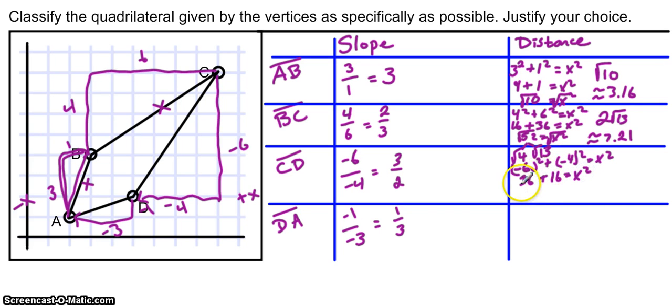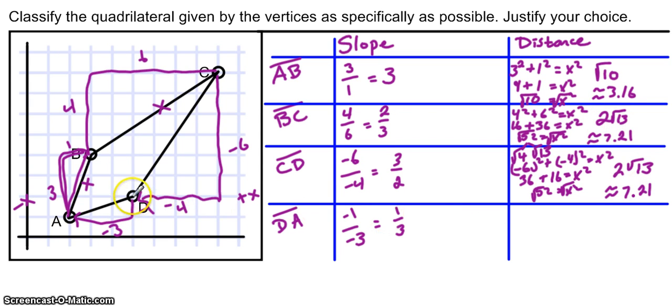And you can start to tell this is going to end very, very similarly to BC. And in fact, it does. 36 plus 16 is 52 equals x squared. We could break that down, that square root of 52, into 2 radical 13, and that's going to approximately equal 7.21, just like BC did.